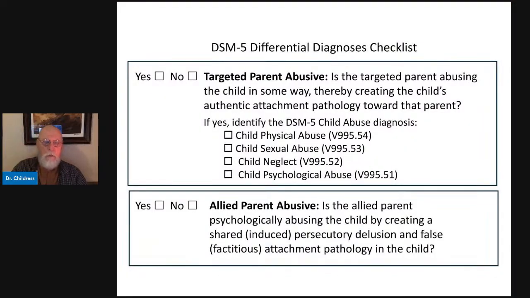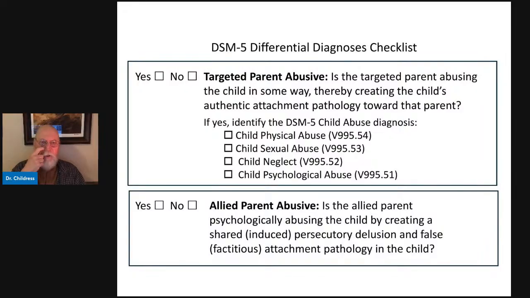So here is the checklist, a simple little checklist that you can give to the court, that the court can then send to the forensic custody evaluator and say, please answer these questions. Is the targeted parent abusive in some way? And are they creating the child's attachment pathology? If so, identify the child abuse involved. So that rules you out or in, but you're not abusing the child. So get them to say that you are not abusing the child. And the moment you're not abusing the child, it becomes a false belief.